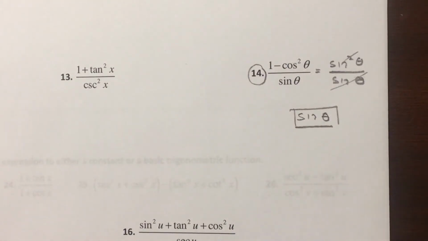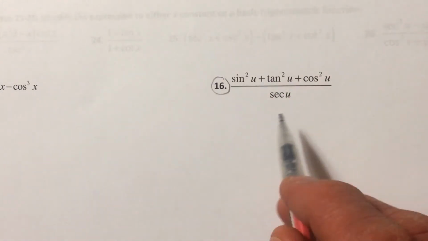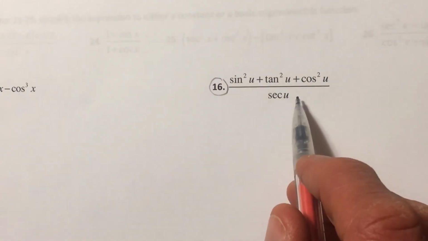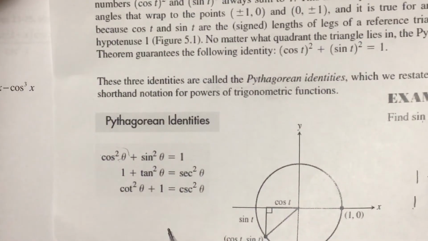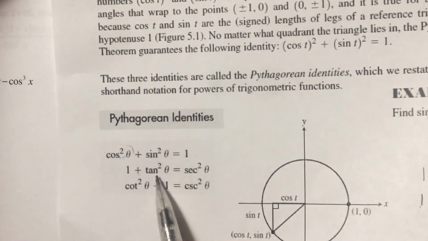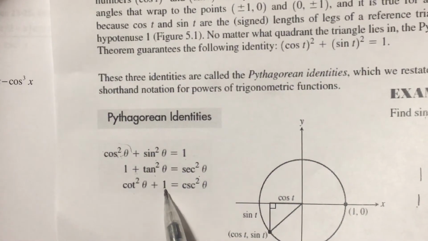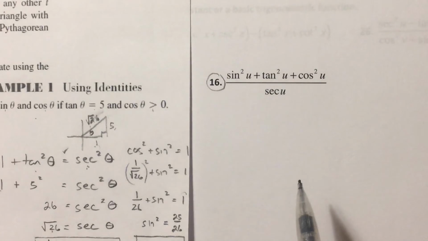Done. Pretty neat. So what we're trying to do is recognize patterns from our basic trig identities. If we go to 16, I'll get you started, you finish it. Again, we have all these squares. Anytime you see these squares, you have to think of these three Pythagorean identities. Cosine squared plus sine squared is 1. 1 plus tangent squared is secant squared. Cotangent squared plus 1 is cosecant squared.